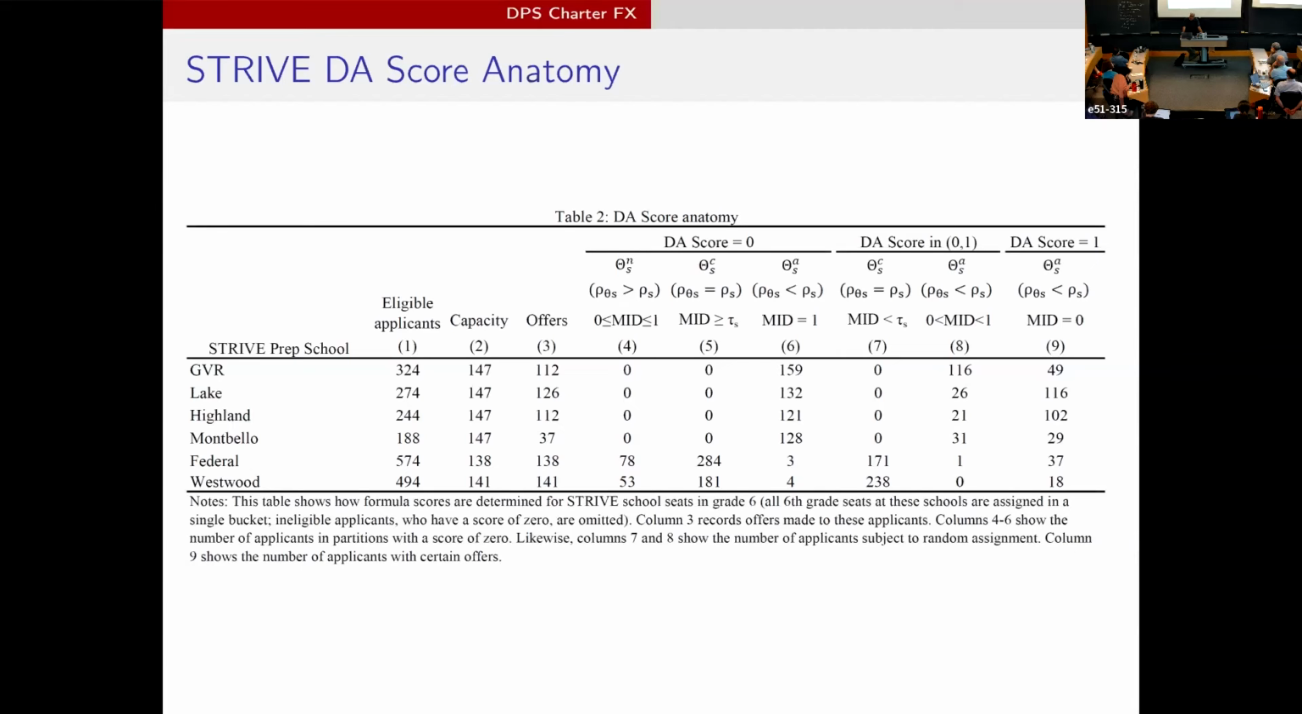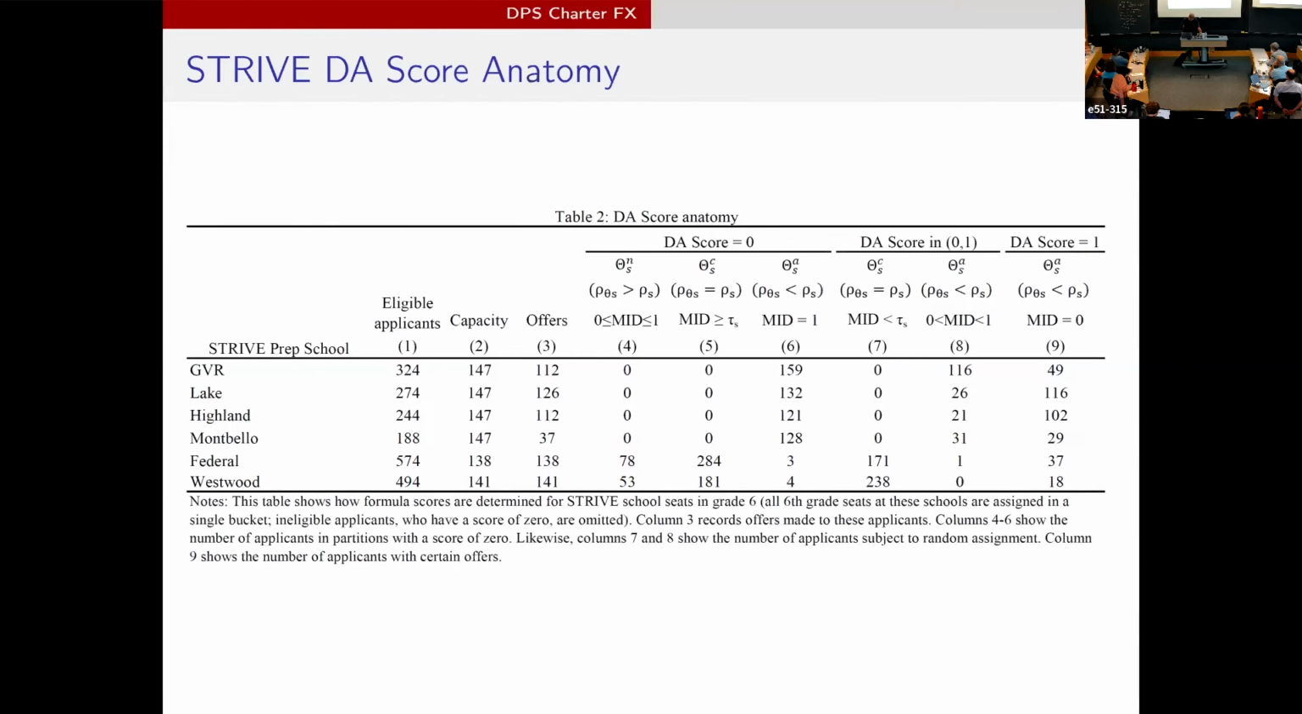So this is a place where you might say, there's no way we have an experiment here, right? 112 people got an offer. The capacity was 147. So if another kid came along, they might have been able to get an offer, right? And indeed, what you see is that's not right, because we have an experiment here. So the deferred acceptance score in column 8 is 116. So the number of applicants who have a non-degenerate chance of being assigned to Strive GVR is 116. And why is it 116?